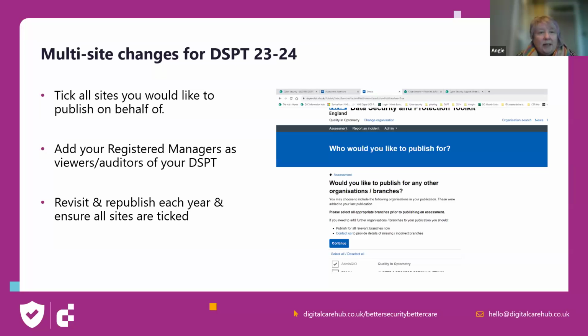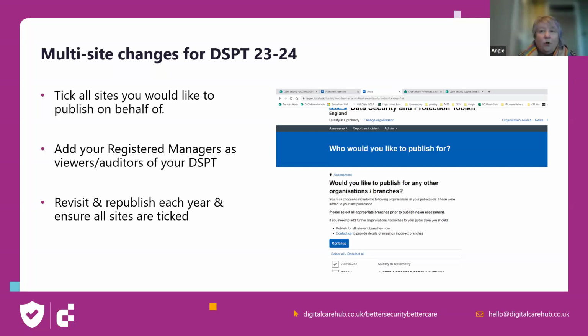So for multi-site changes in the DSPT 22-23, you would tick all the sites you would like to publish on behalf of. Add your registered managers as viewers or auditors, and we'll go into that in a little bit more detail in a moment, and revisit and publish every year or as and when things change, okay? So this is an example of what you would see when you come to register, okay?